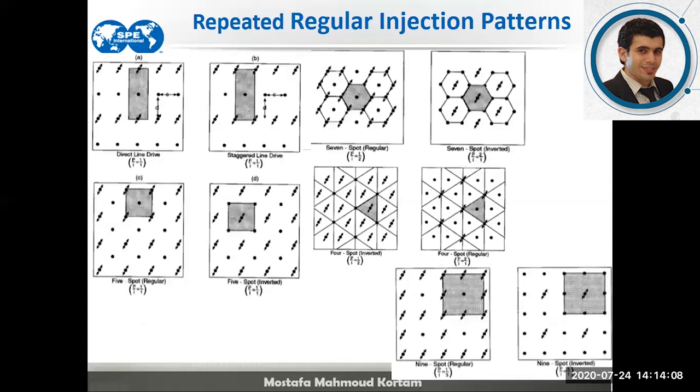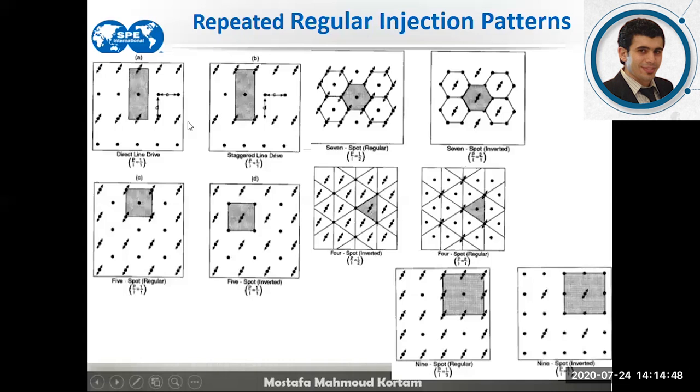So for the repeated regular injection spot, what is the difference between the normal and the inverted one, and between each of those applications or schemes of pattern? Of course, it's a direct line, as we were saying, a particular set of injectors with a particular set of producer wells. So it has a production to injection ratio of 1:1. Each of the producer wells has a particular injection well, having the same number of wells.